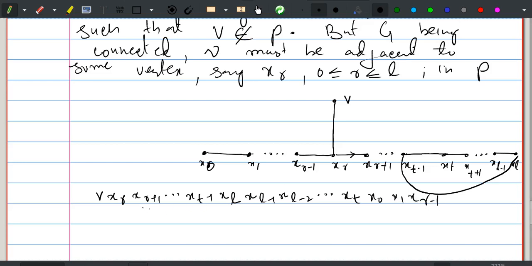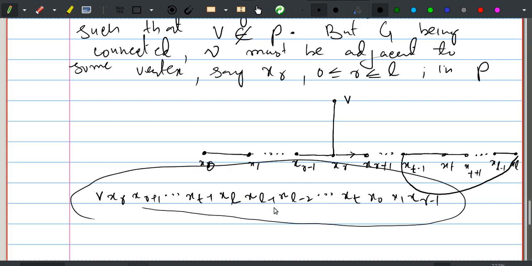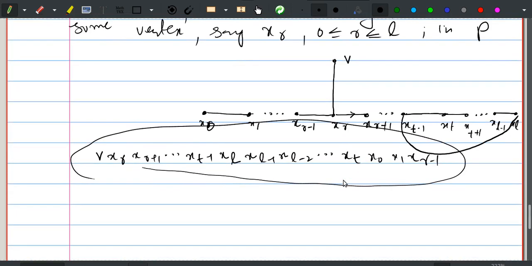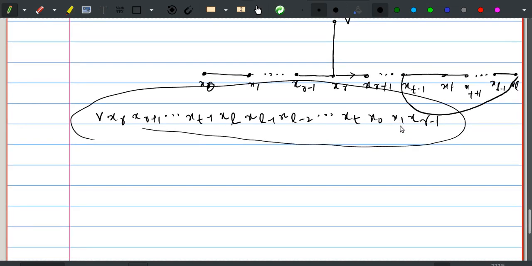Now this path contains L plus 2 vertices, so its length is L plus 1, but that is not possible as we have taken P to be the path of maximum possible length. So this is not going to work. This was the case where XR comes before XT. Now the other case is when XR comes after XT.